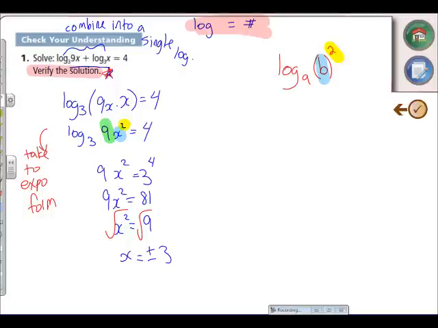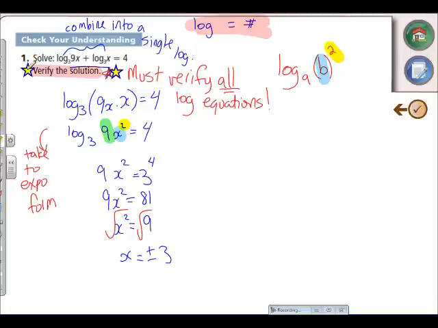Let's star that there. Let's put some nice stars in there. And we have to make a note. You must verify all log equations. Okay, gonna have to do this. Let's highlight that. You need to verify. Even if they don't ask you to, you still must verify. And you'll see that in the next question.